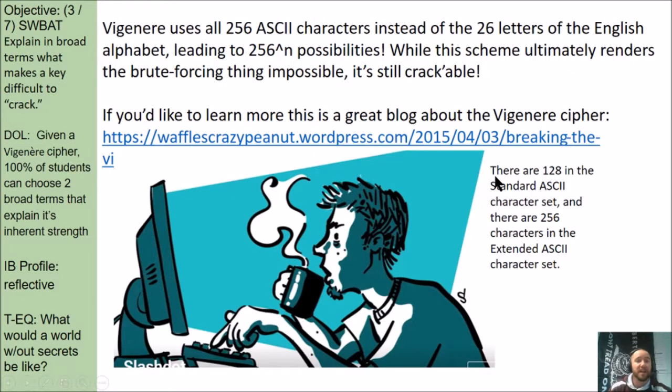So the Vigenère Cipher uses all 256 ASCII characters instead of the 26 letters of the English alphabet. This leads to 256 to the n possibilities. While this scheme ultimately renders brute forcing impossible, it's still crackable. And I will show you that in my challenge here.